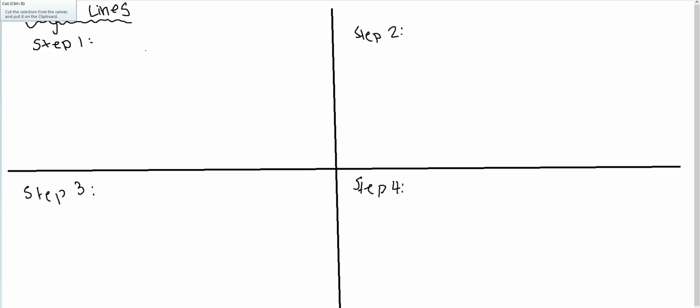So, let's say we have to find the line tangent to the function f of x is equal to x squared minus 6x plus 9. Say we wanted to find the point of tangency at x equals 2. In order to do this, we can do this in 4 easy steps.